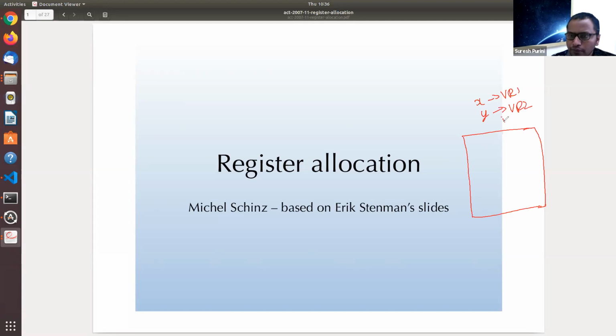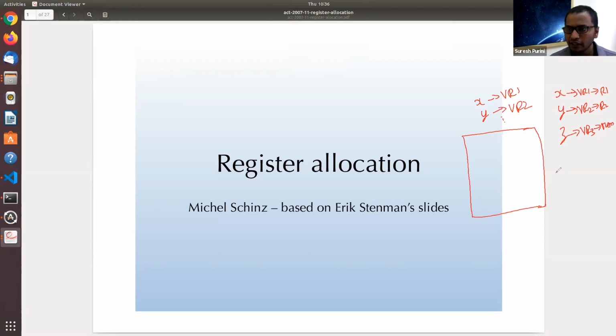We have seen a couple of simple approaches. One simple approach is you look at the frequency with which different variables are used. Let's say X is used with the highest frequency, Y with the next highest frequency, and Z with the next highest frequency. If there are only two physical registers available, then X is present in VR1, and VR1 is mapped to register R1, and Y is present in virtual register VR2 and it is allocated R2, and Z is present in virtual register VR3 earlier, but now it is present in memory. This is the idea.